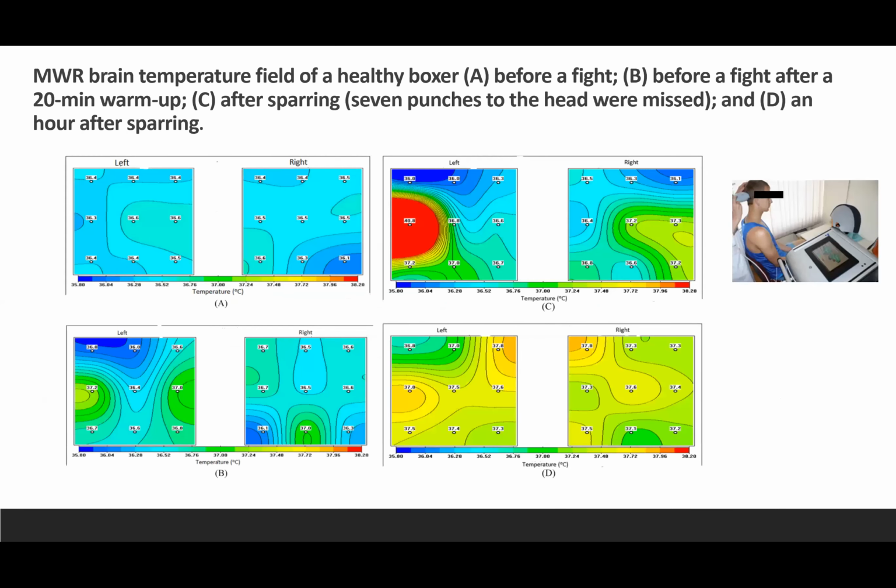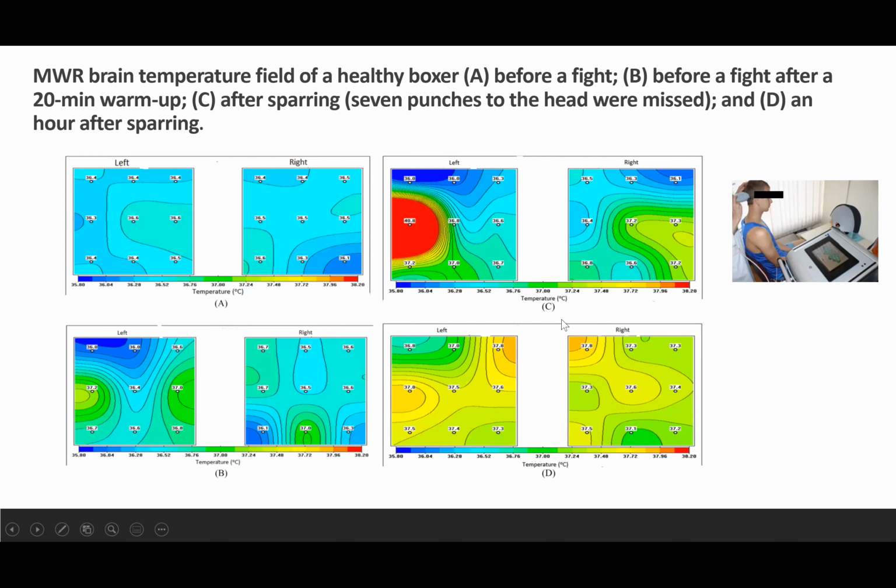As I've mentioned, we applied this for sport trauma, and on A, you could see this healthy boxer before the sparring, and on B, before a fight, with just a 20 minute warm up, you see the brain become warmer. And this is immediately after the sparring match, and 7 punches to the head were received. And you see specifically in the left side of the brain, a 40 degrees increase in the internal brain temperature.